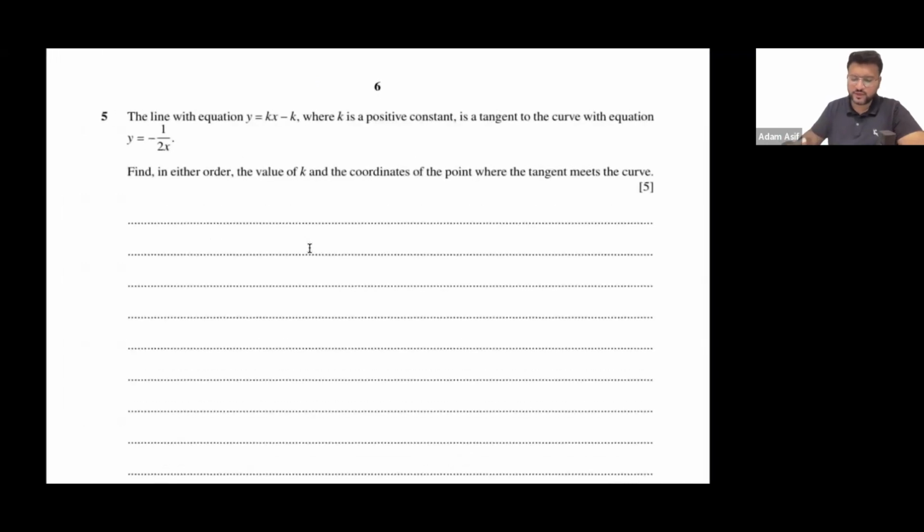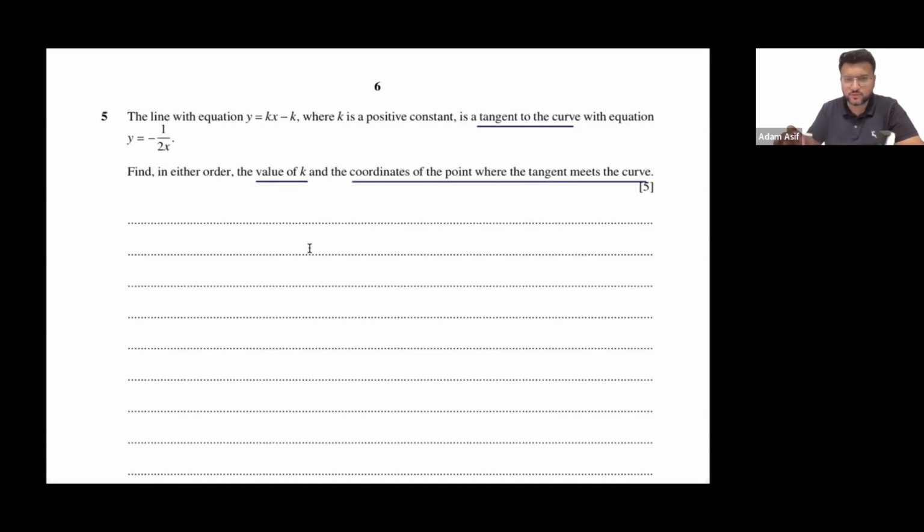Question number 5. The line with equation y equals kx minus k, where k is a positive constant, is tangent to the curve with the equation y equals minus half x. So we have a line and a curve equation, and the line is tangent to the curve. Find in either order the value of k and the coordinates of the point where the tangent meets the curve. So we need to find two things, the value of k and the coordinates of the point where the tangent meets the curve. 5 marks question.